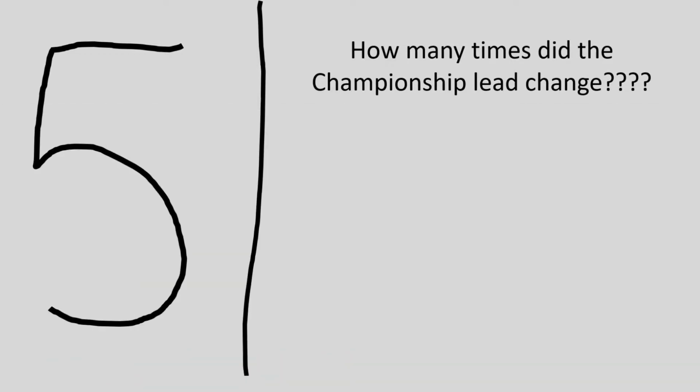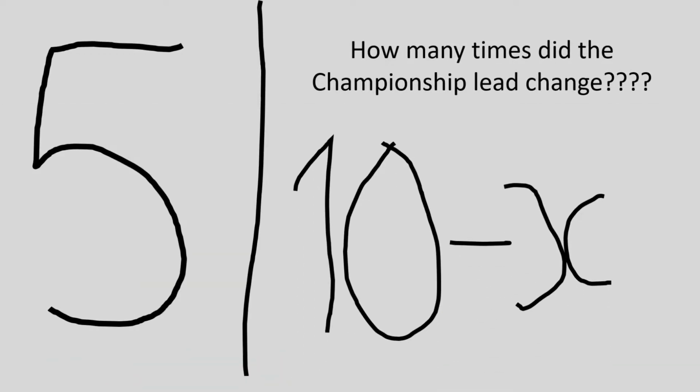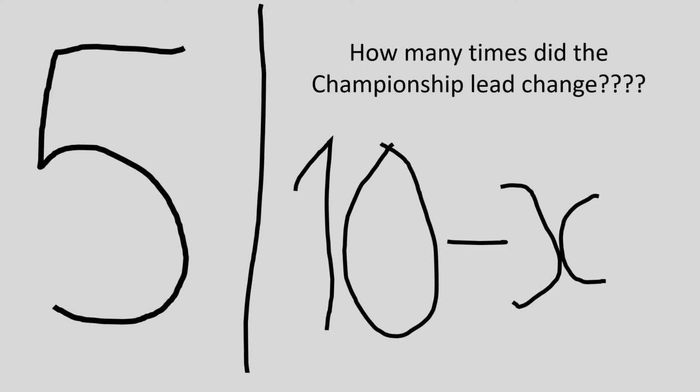And again, if we send the graph away, this is calculated by just doing 10 minus the number of championship lead changes. And that is all 5 categories out of the way.